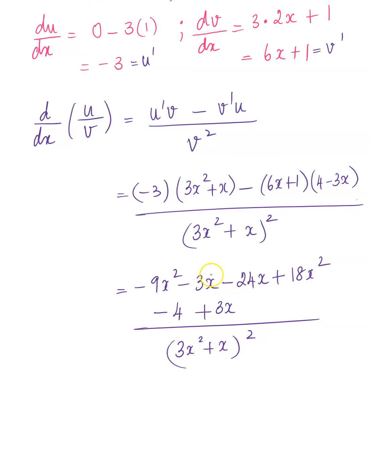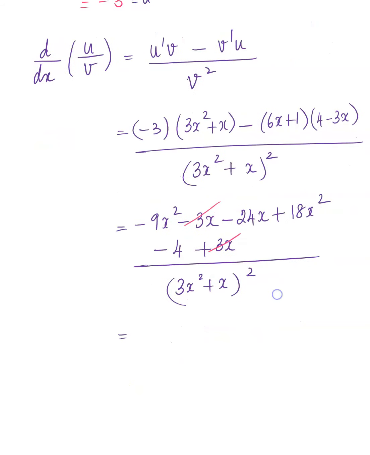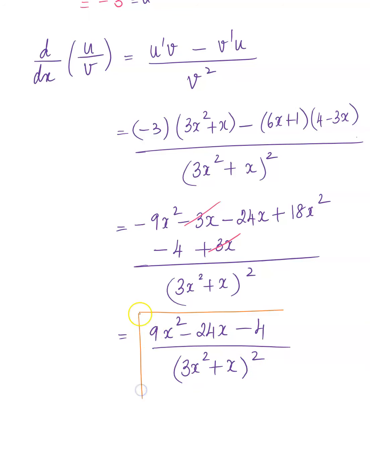Okay, so the 3x minus 3x will go away. Combine the like terms that we have. And that gives us 9x squared minus 24x minus 4 all over 3x squared plus x, the whole squared. That's all you can do, so just box the answer there. That helps us with this.